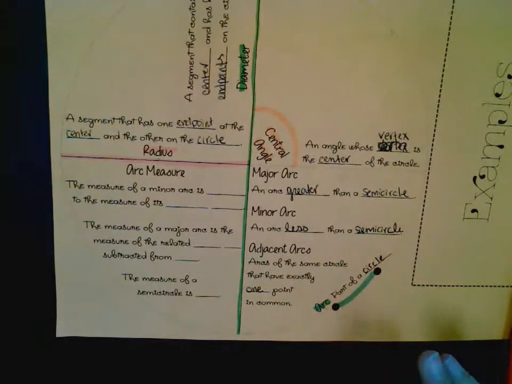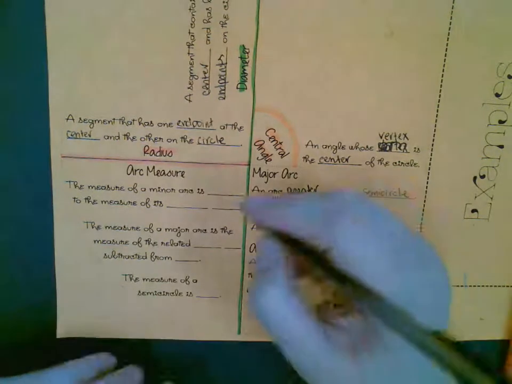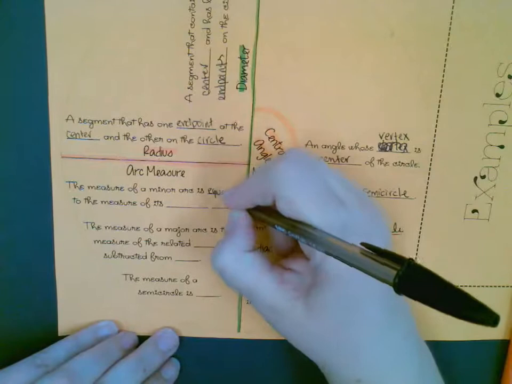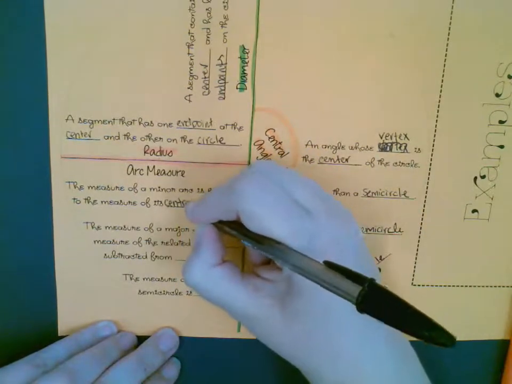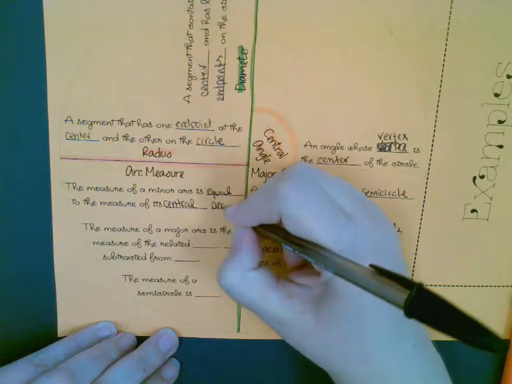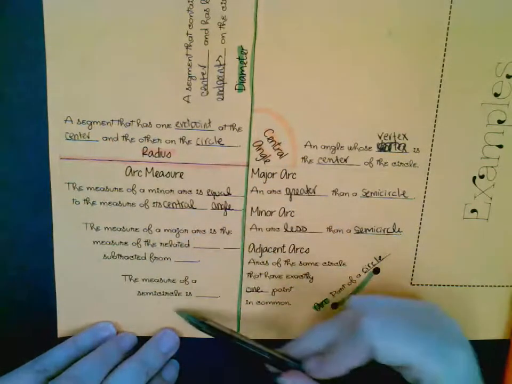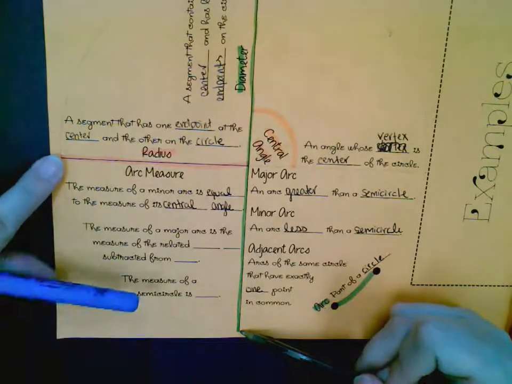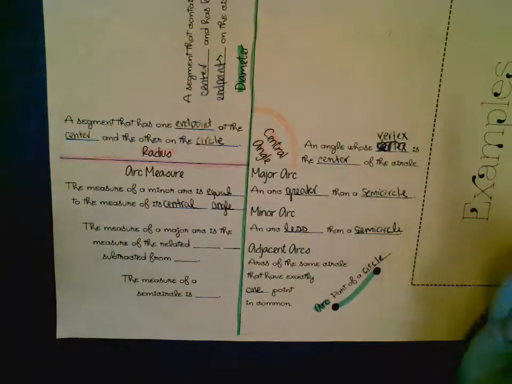Okay, so now on to arc measure. This isn't the same as arc length, like I was saying. This is the measure of the arc in degrees instead of measuring in centimeters or inches or feet or anything. So the measure of a minor arc is equal to the measure of its central angle. So this arc that goes from here all the way down to the bottom to the green one would be equal to 90, since this is a right angle, 90 degrees.